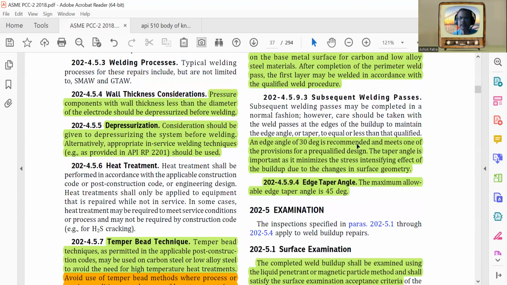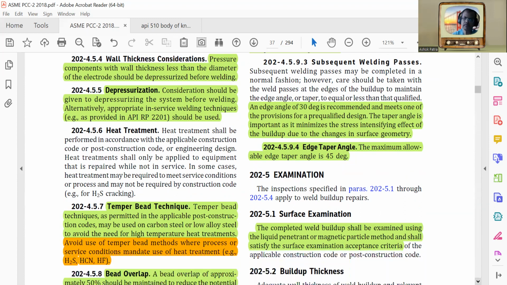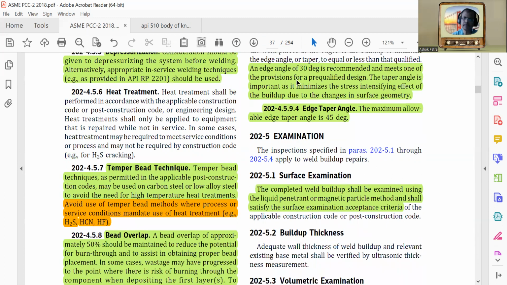An edge angle of 30 degrees is recommended and meets one of the provisions for pre-qualified design. The taper angle is important. It minimizes the stress intensifying effect of the buildup due to the changes in surface geometry. Edge taper angle: the maximum allowable edge taper angle is 45 degrees. There is an edge angle minimum and maximum.